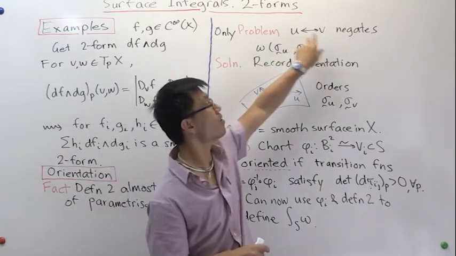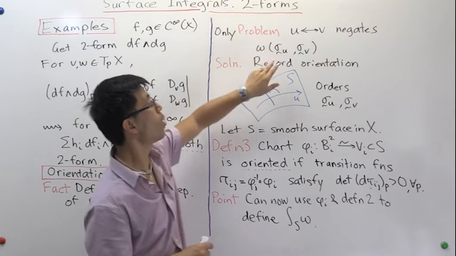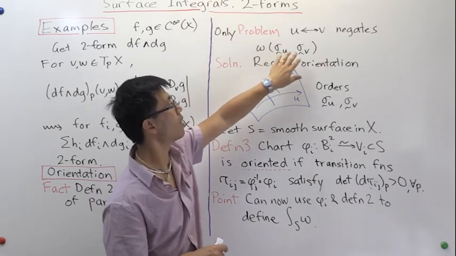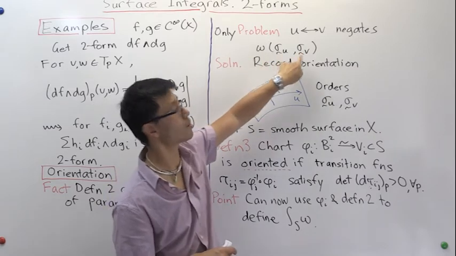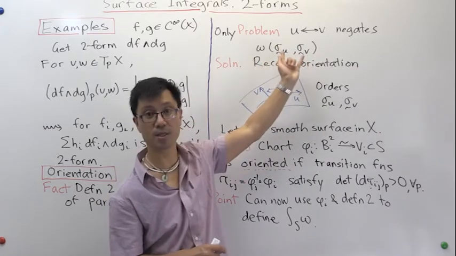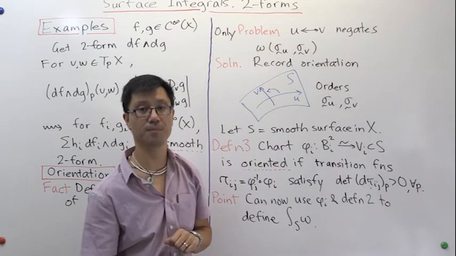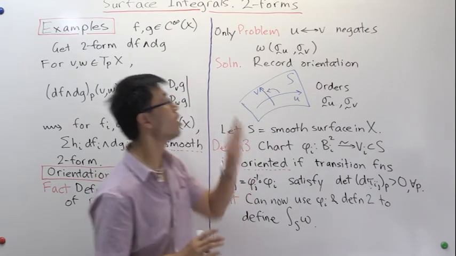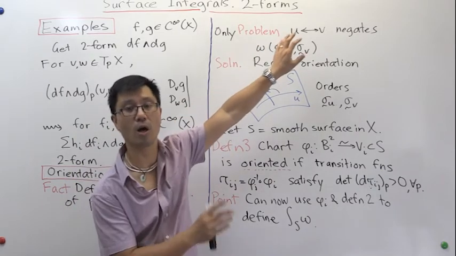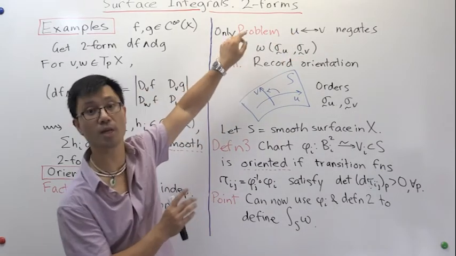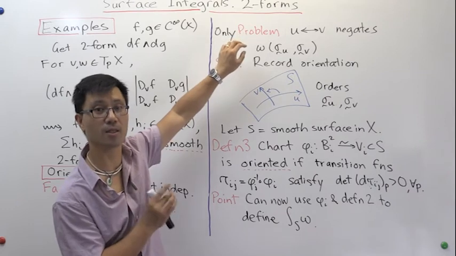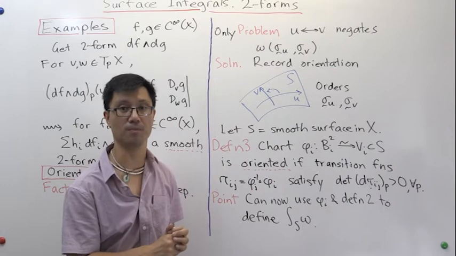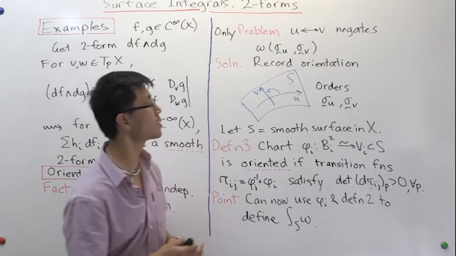If you swap the u and the v, then what happens in the integrand? Remember, in the integrand, what you integrate over u and v is this omega of sigma_u, sigma_v. So swapping u and v swaps these, and this goes to its negative. Okay, so that's basically the only problem. So what we're going to have to do, and this is something that we saw when we looked at the elementary several variable calculus version of surface integrals, is record the orientation. Okay, so let's think about orientation.